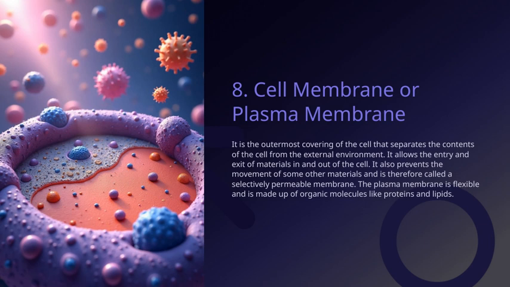One of the most interesting features of the membrane is its ability to be selectively permeable, meaning it allows some materials to pass through while blocking others. This selectivity is vital for maintaining the cell's internal balance, or homeostasis. The plasma membrane is also quite flexible, which helps the cell adapt and move as needed.